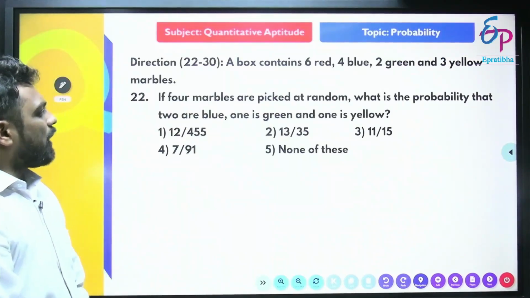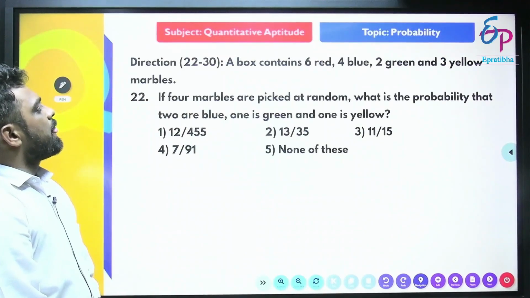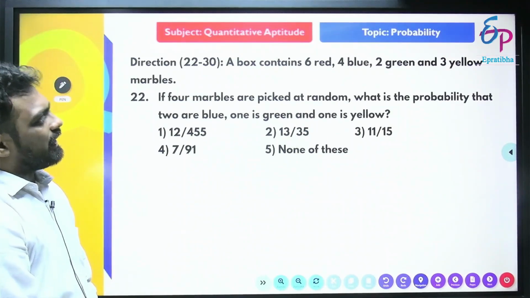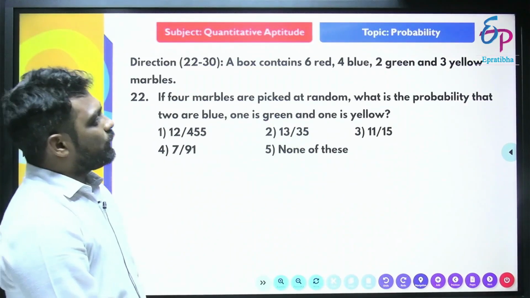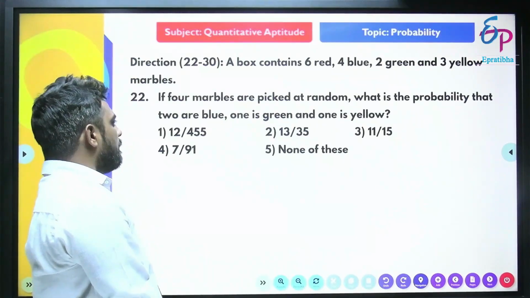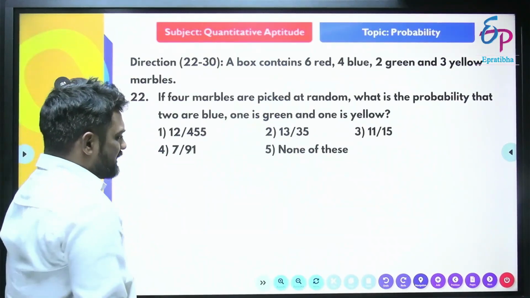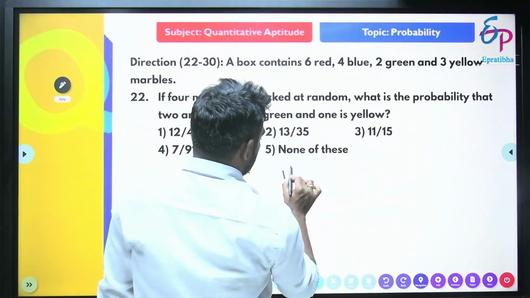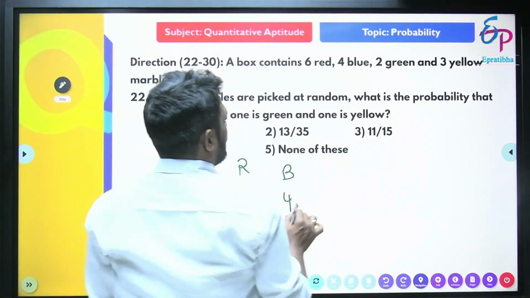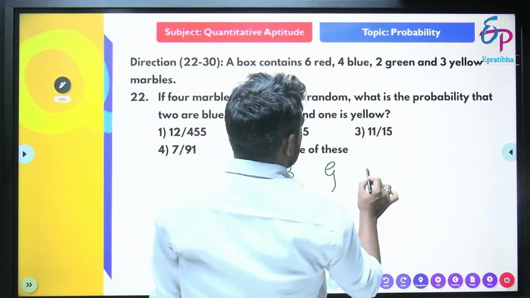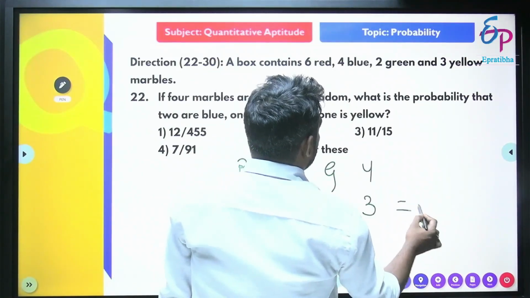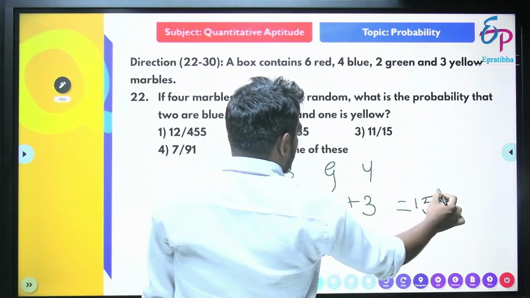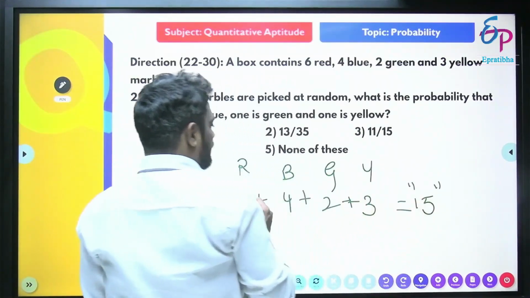The next model questions are: a box contains 6 red and 4 blue and 2 green and 3 yellow marbles. The box contains red marbles how many? 6 red marbles. Blue marbles how many? 4 blue marbles. Green marbles how many? 2 green marbles. Yellow marbles how many? 3 yellow marbles. Total how many marbles we have? 15 marbles we have.